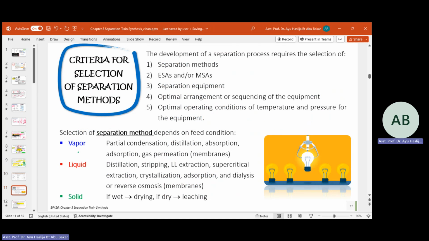Now here, criteria for selection of separation method. Which one to be used? It depends on the feed condition, either vapor, liquid, or solid. Okay, so if vapor, these are the common techniques for the separation. You can do partial condensation, distillation, absorption, adsorption. What's the difference? Absorption and adsorption. What's the difference?